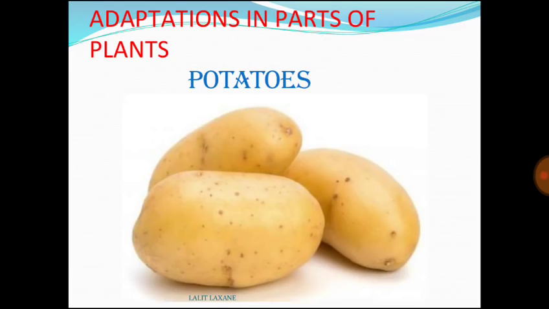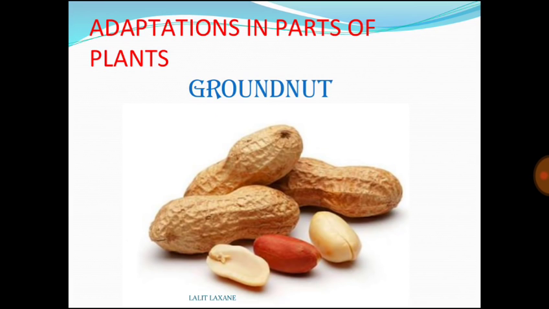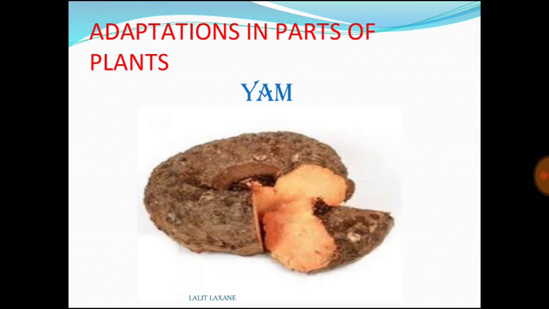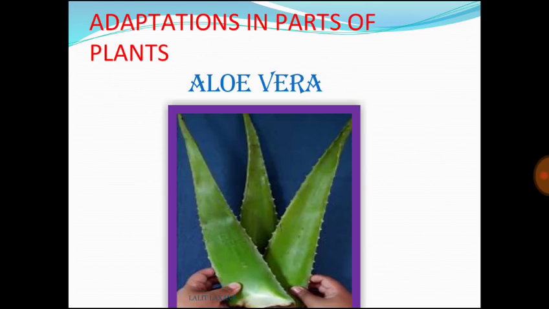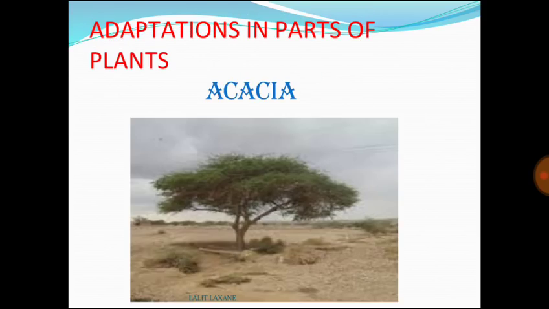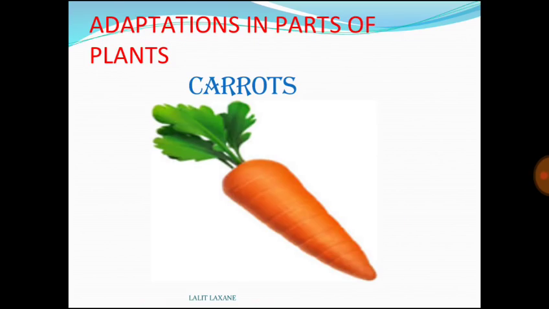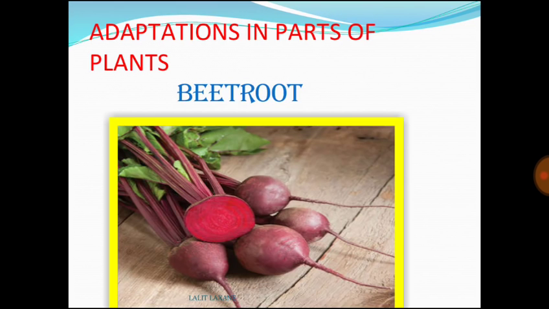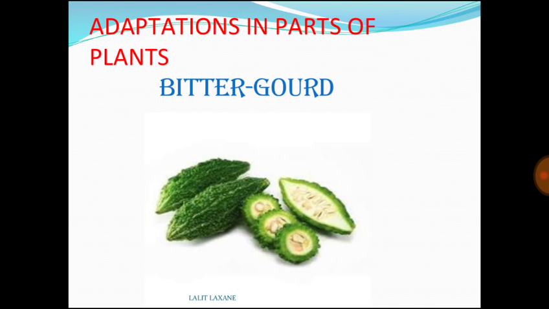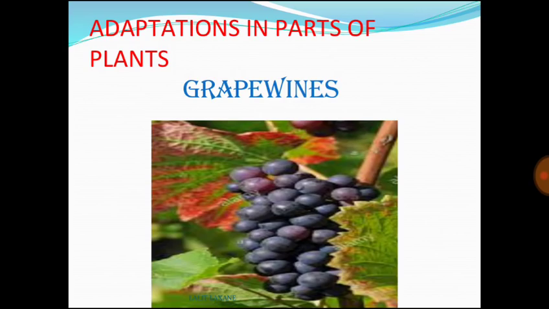Now, observe and note down the adaptations in the parts of plants like potato, groundnut, yam, water hyacinth, aloe vera, acacia, carrot, onions, beetroot, bitter gourd, grapevine, etc., and other plants in your surroundings. These are adaptations in parts of plants.